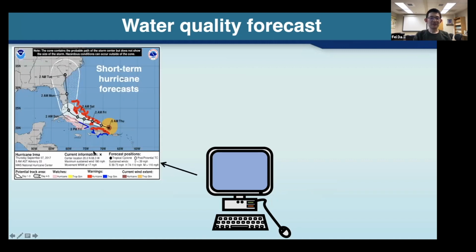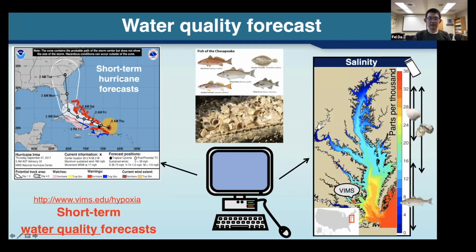You may be familiar with the weather forecast. Here is an example of the trajectory of a hurricane. This kind of information can be very helpful for people to make early decisions. And as I said, our group provides water quality forecasts. If you scroll down your web page, you can see a link that will lead you to the water quality forecast. And feel free to check it out anytime.